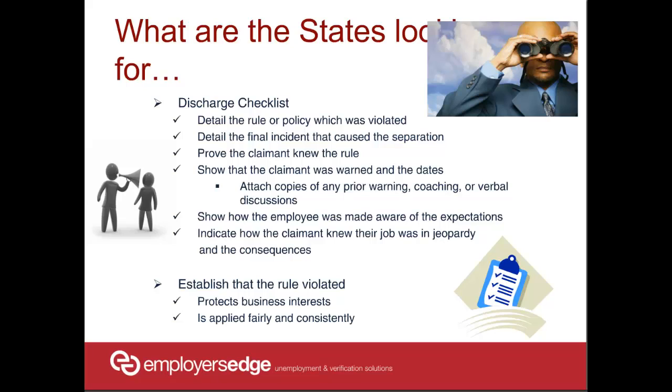If they violated the rule, how did they know about the rule? Did they sign an employee handbook? Do you have proof of that? Did they acknowledge the page from the employee handbook? Did you coach them? I will also tell you, unemployment expects you to give the employee every opportunity to improve the behavior unless it's gross misconduct. Someone comes in, punches you in the face, that's probably gross misconduct. But outside of that, the state wants you to give that employee every opportunity to improve.